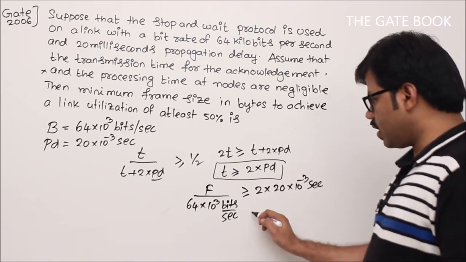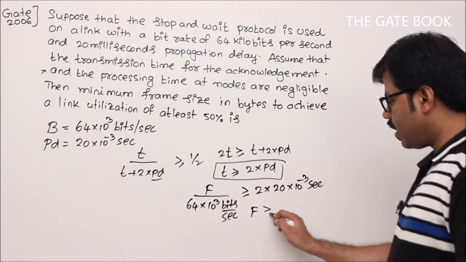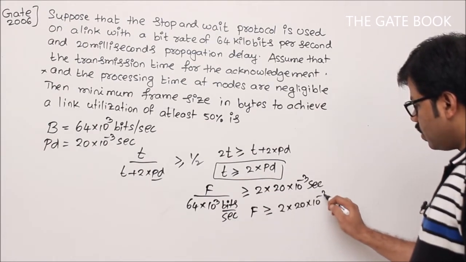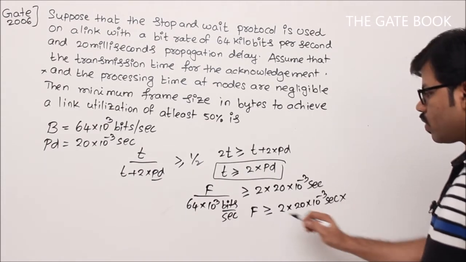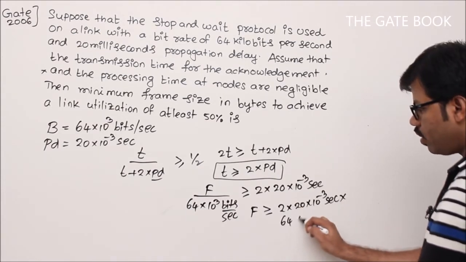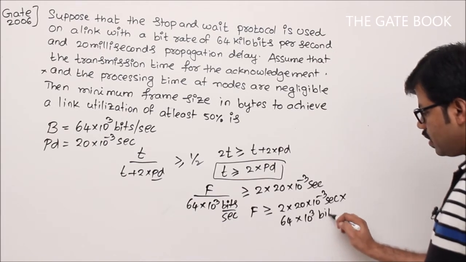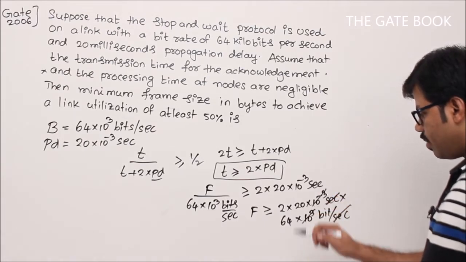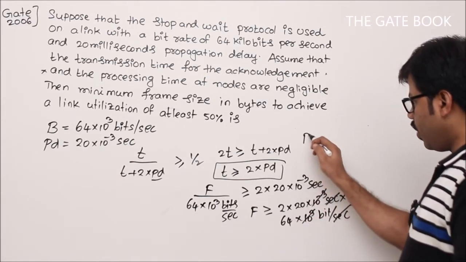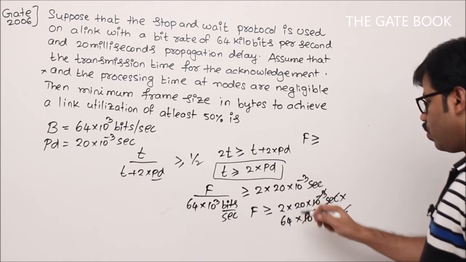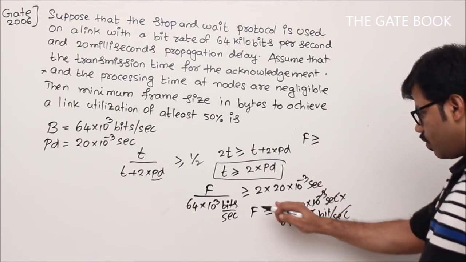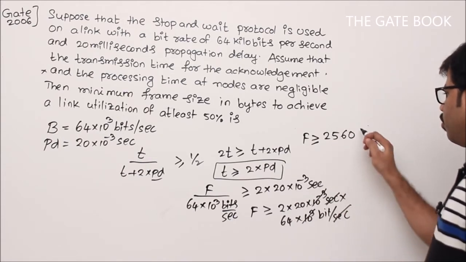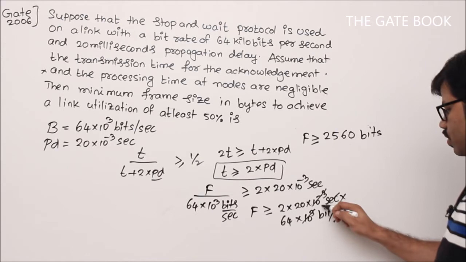Now simplification, that's it. Then what should be F? F should be greater than or equal to 2 into 20 into 10 power minus 3 seconds into 64 into 10 to the power of 3 bits per second, right? So second and second will be cancelled. 10 cube and 10 power minus 3 will be cancelled. You get F should be greater than or equal to 2 into 20, 40 into 64. Otherwise 64 to the 128, 256, 2560 bits directly, correct? Because we are using bits here.